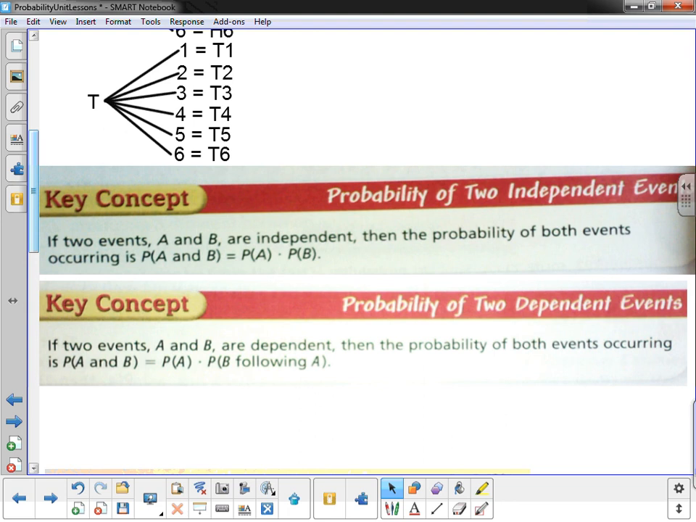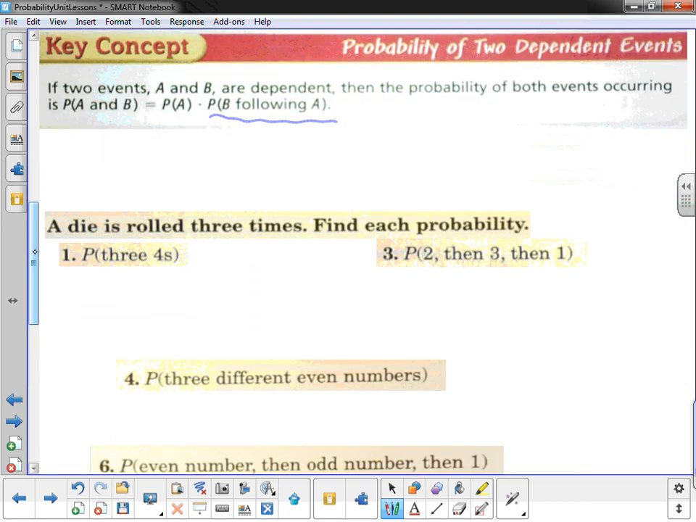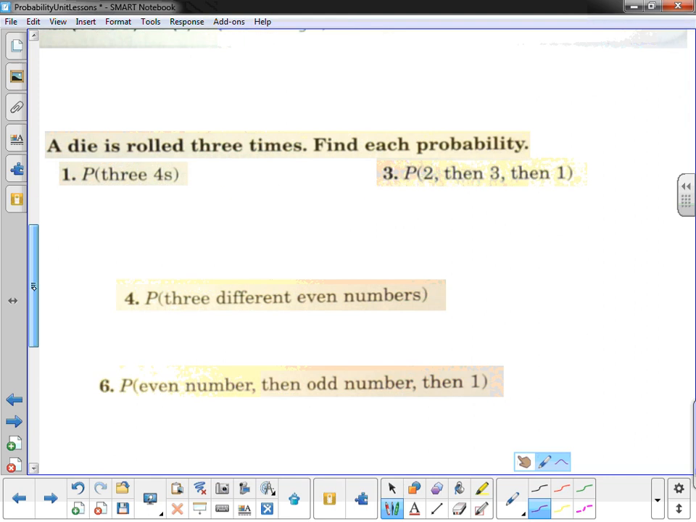So the big question is, are they independent or dependent? Notice the formulas start off the exact same way, that we're using the probability of A and the probability of B. But notice the change when it's dependent, it's the probability of B following A. So after A's been dealt with, what do you have to do? Well, let's see what we have here for some possible problems. Anytime I get a problem set like this, the first thing I always like to do is figure out, okay, do I have independent or dependent events?